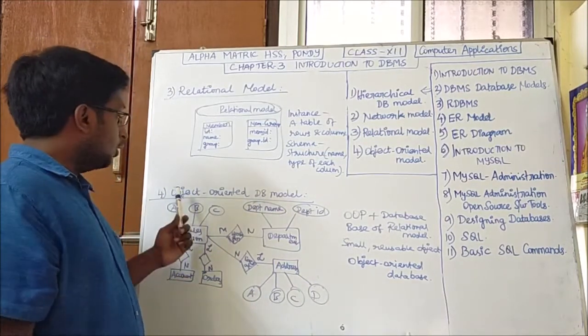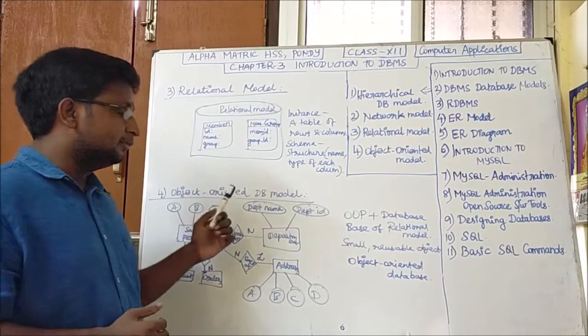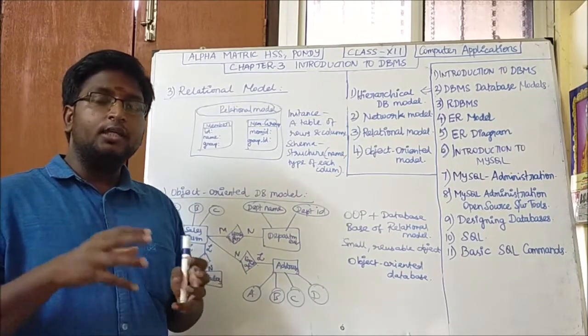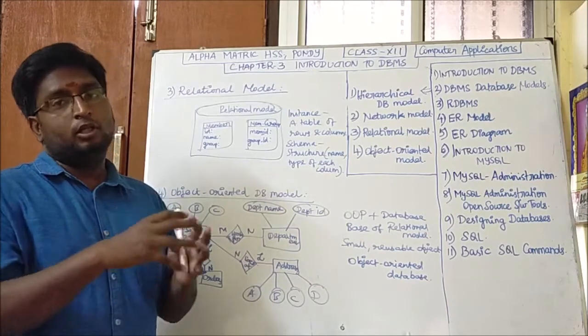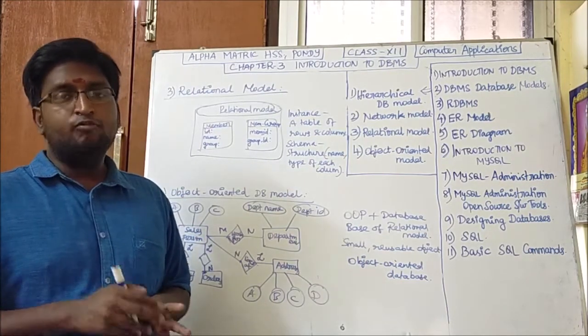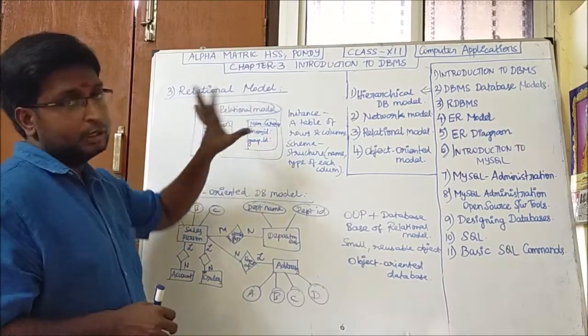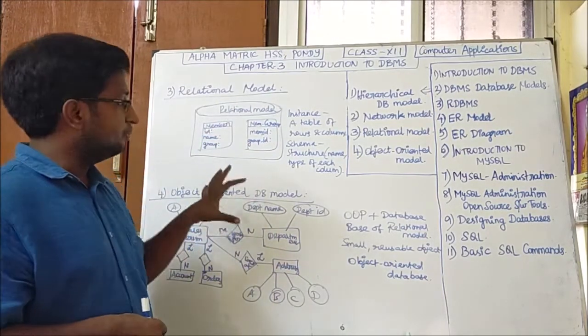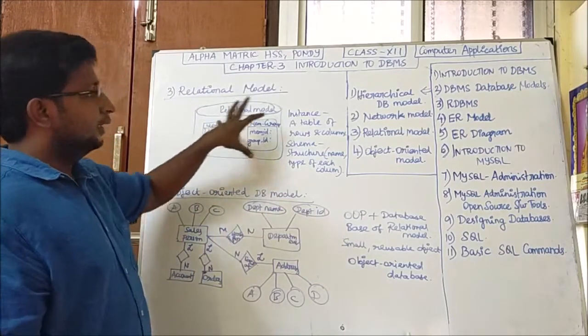The next one is the object-oriented database model. The object-oriented database model is nothing but combining object-oriented programming with database concepts. So that is the object-oriented database model. It creates a base for the relational model for separation of the groups.